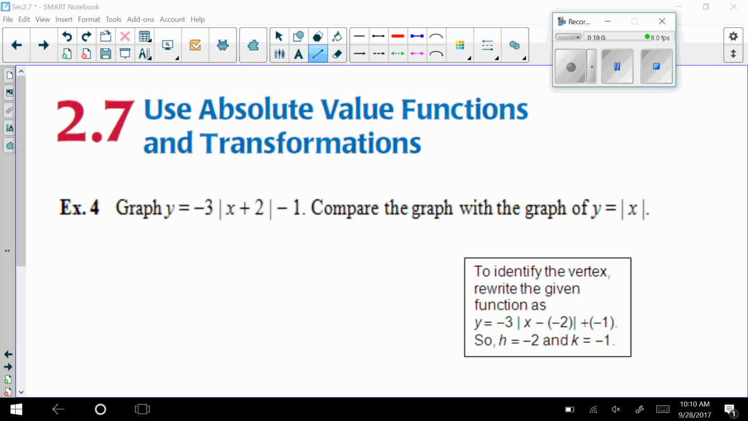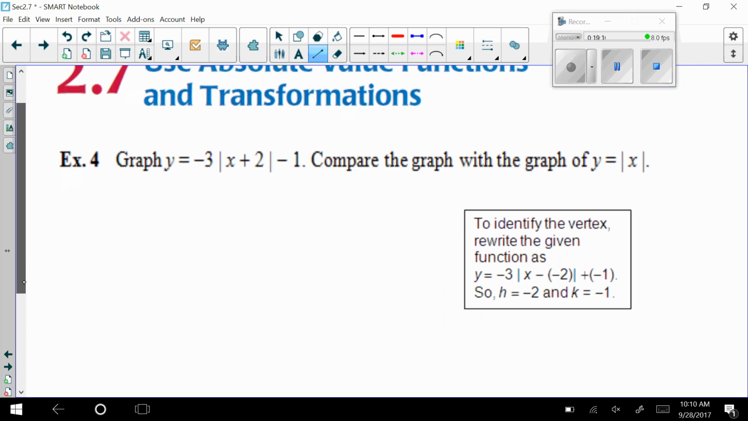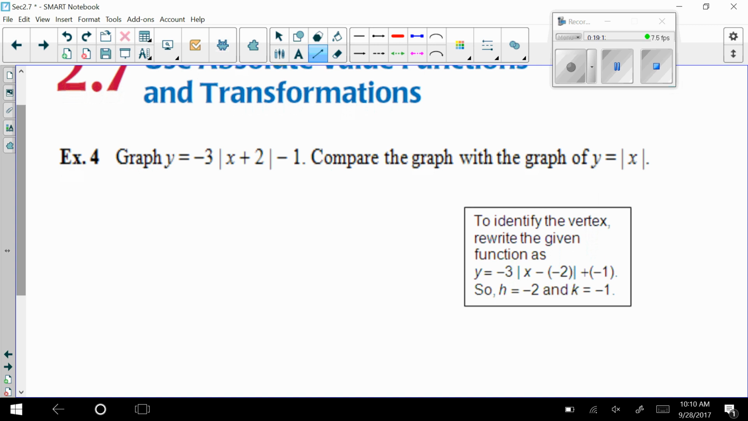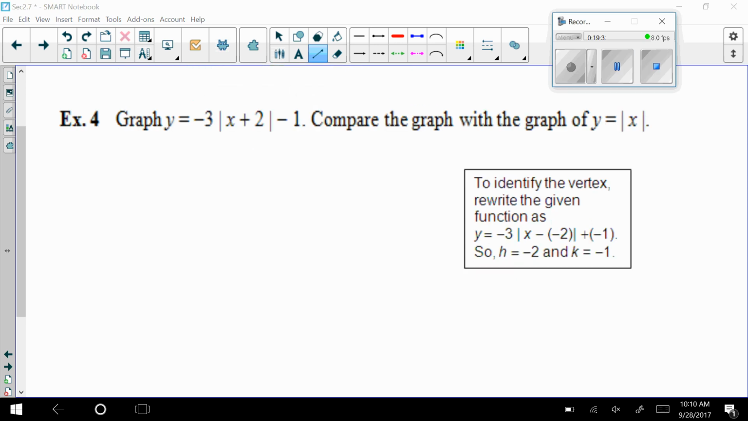Now looking at a graph of an absolute value function that has a vertical shift, a horizontal shift, and a vertical shrink or a vertical stretch, and a reflection, we can see the graph y equals -3 times the absolute value of x plus 2 minus 1. And we're going to compare that graph with a graph of y equals the absolute value of x. So the first thing you want to do is identify the vertex.